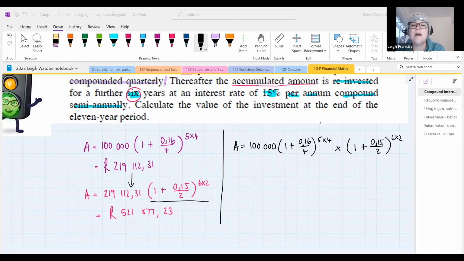All right. So that means you could put all of that onto your calculator in one step and you'd see we'd get this answer over here. Okay. So 521,877,23.